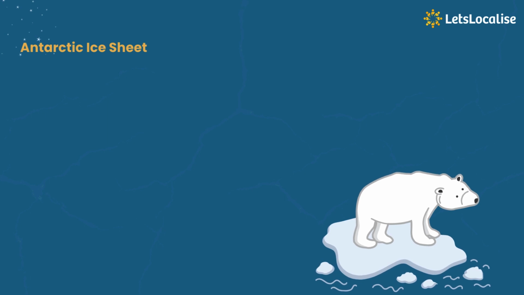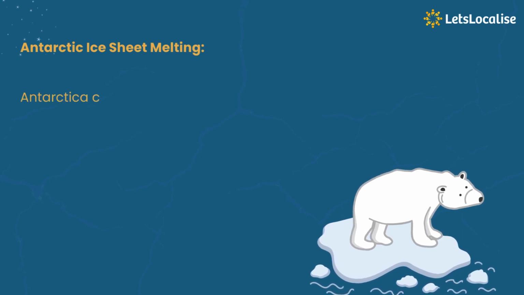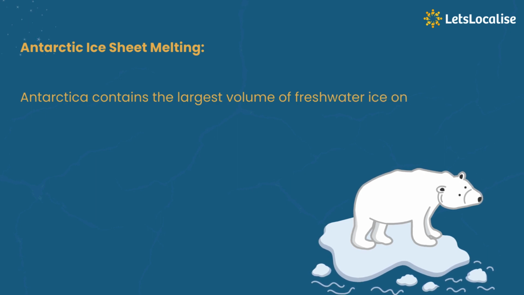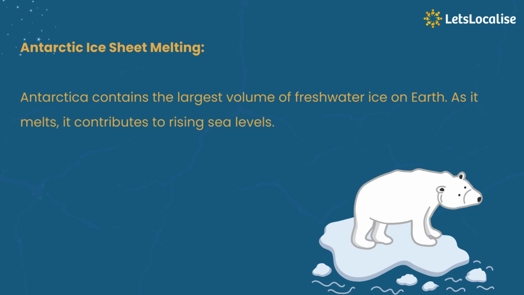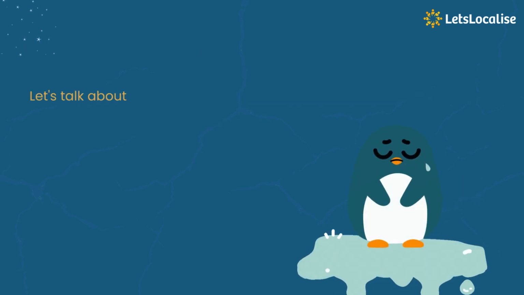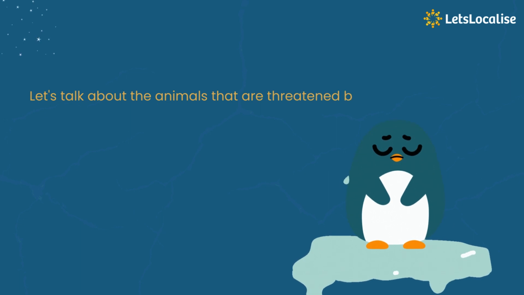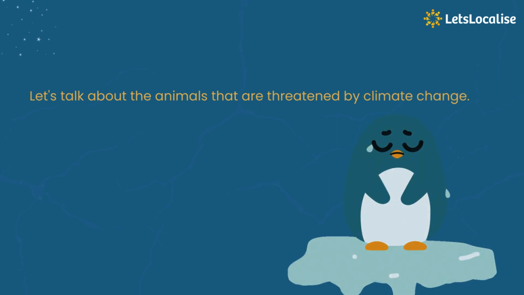Antarctic ice sheet melting. Antarctica contains the largest volume of freshwater ice on Earth. As it melts, it contributes to rising sea levels. Let's talk about the animals that are threatened by climate change.